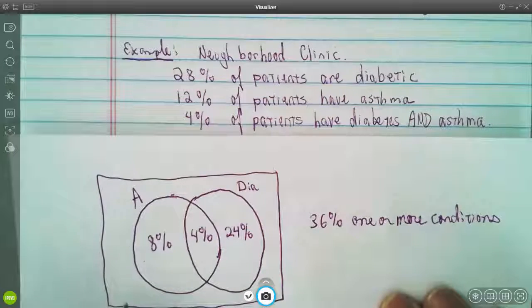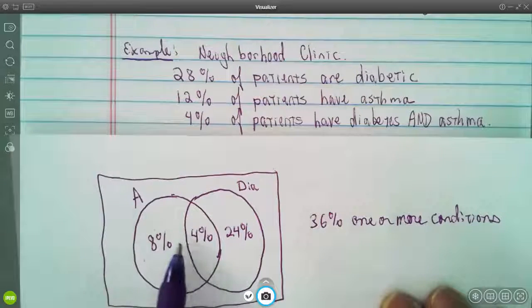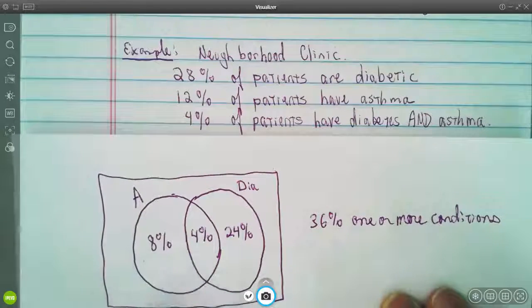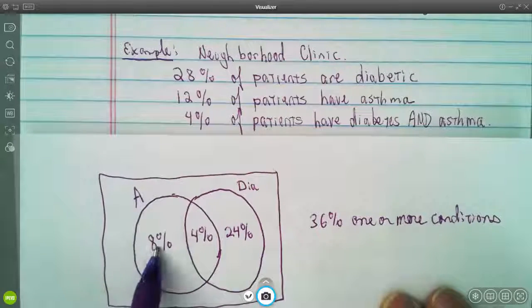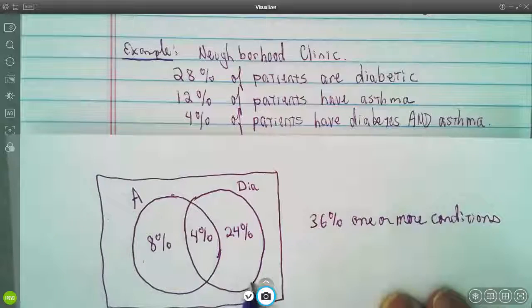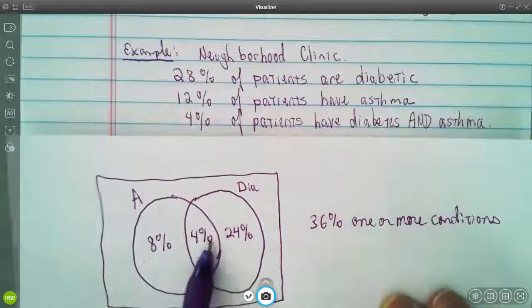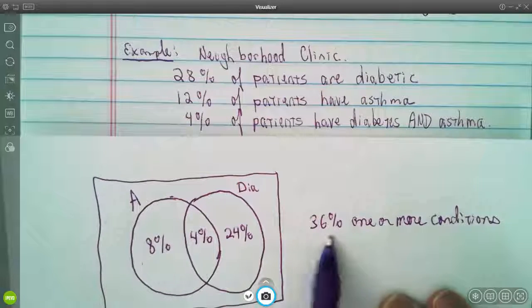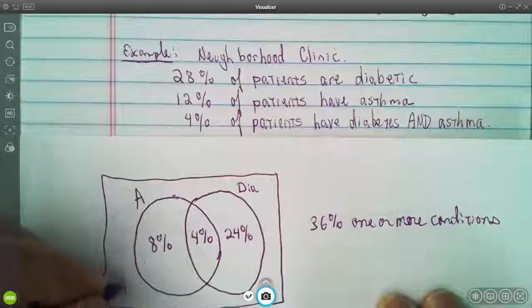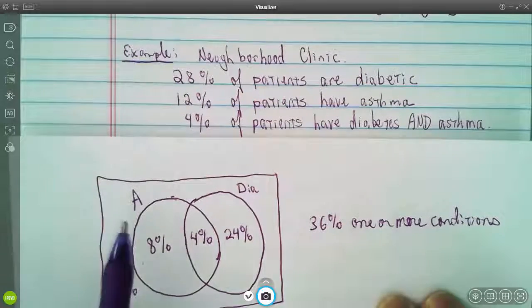Now, something else pops up for us when we look at this diagram, and that is we notice that the outside of the circles has not been labeled yet. We have accounted for those patients who have asthma, those patients who have diabetes, and of course those patients who have both. What proportion of patients have neither diabetes nor asthma? Well, diabetes or asthma is just everything in one of the two circles. We have a total of 36% of our patients fall there. So 64% of our patients have neither asthma nor diabetes.